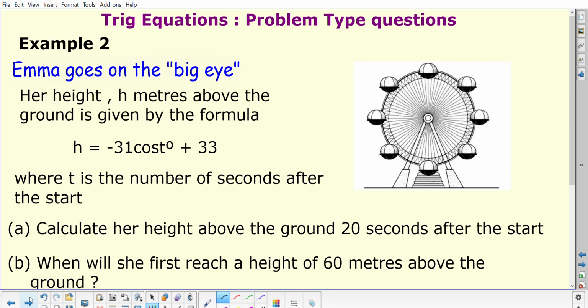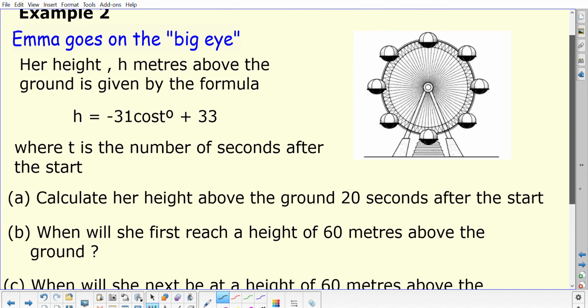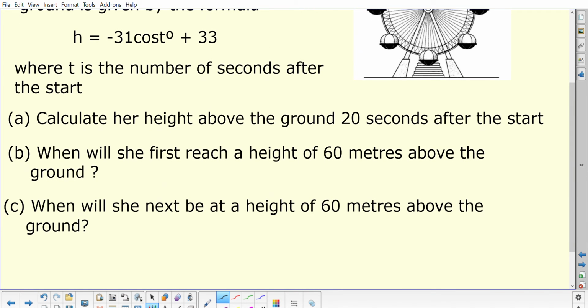Right, so one of these Ferris wheel type things. Emma goes on the big wheel. Her height above the ground is given by this formula here that contains a trig expression in it. And t is the number of seconds after the start. So what you've been asked to do in this question, part A, is calculate her height.